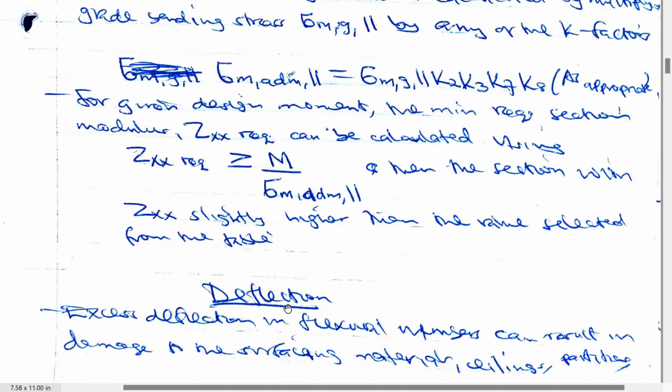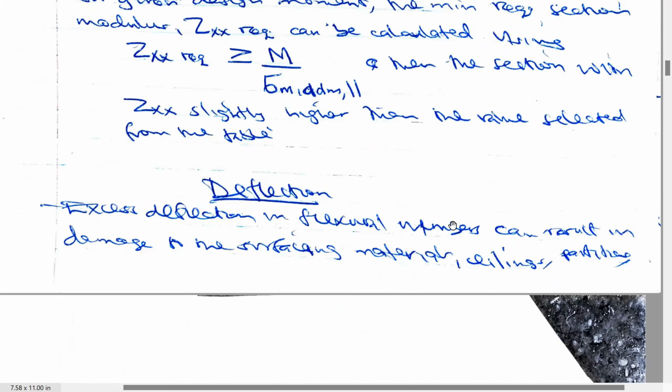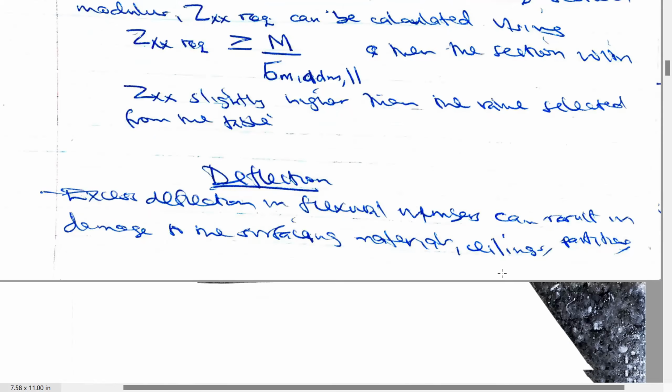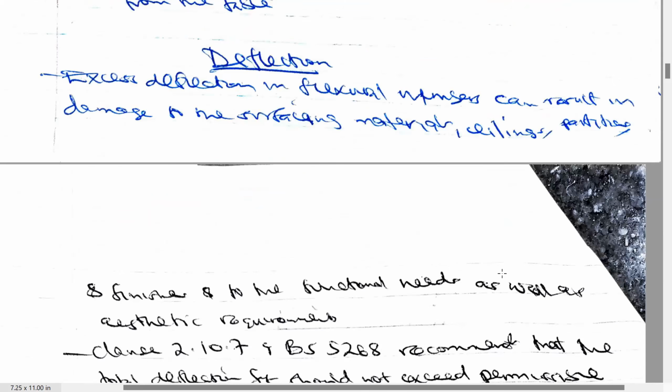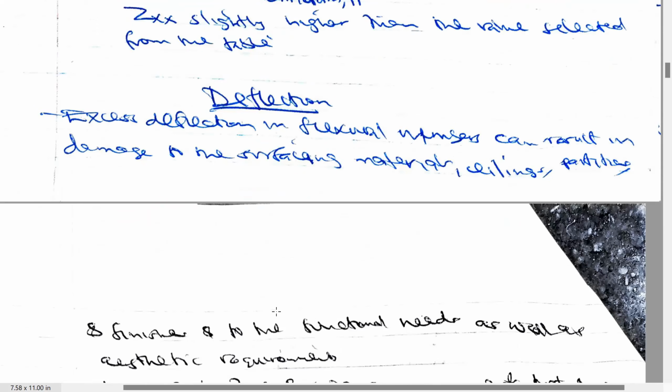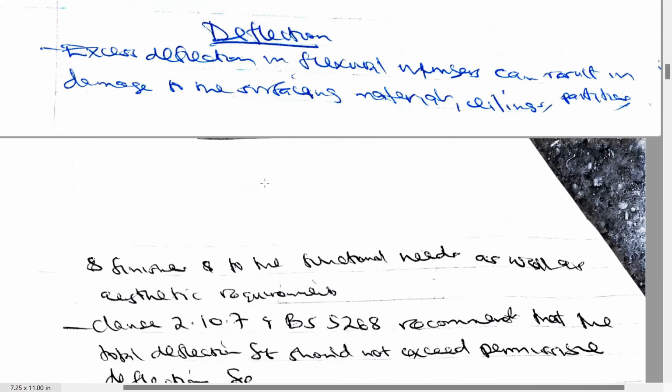So we go to deflection. Excess deflection in flexural members can result in damage to the surfacing material, ceiling, partition, and finishes, and to the functional needs as well as aesthetic requirements. So when our maybe beam or flexural member undergoes excessive deflection, you find that the surfacing material will be damaged, even the ceiling will be damaged, even partition. And aesthetic value, we mean like the shape of the house, it will appear sagging, which is not right.